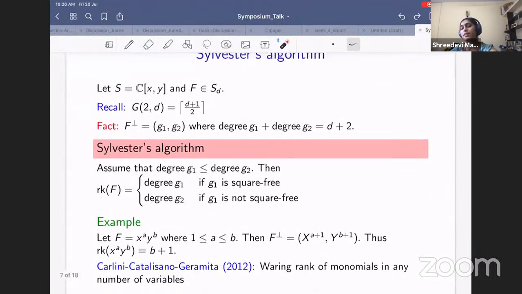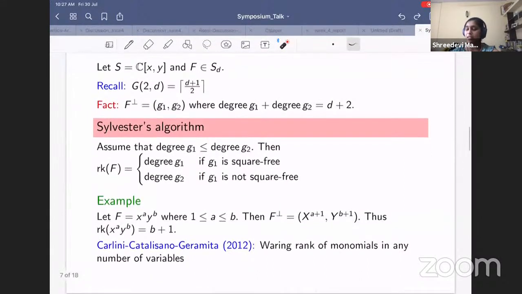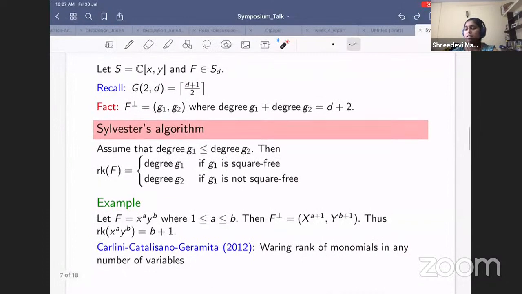So in this case, what is the Waring rank of f for a binary form? This is the algorithm due to Sylvester, where he says what the Waring rank of f is in this case. He says that we can assume that one of them has a degree less than the other. So let us assume that the degree of G1 is smaller than the degree of G2. Then the Waring rank of f is the degree of G1 if G1 is square free. Otherwise, it is the degree of G2.